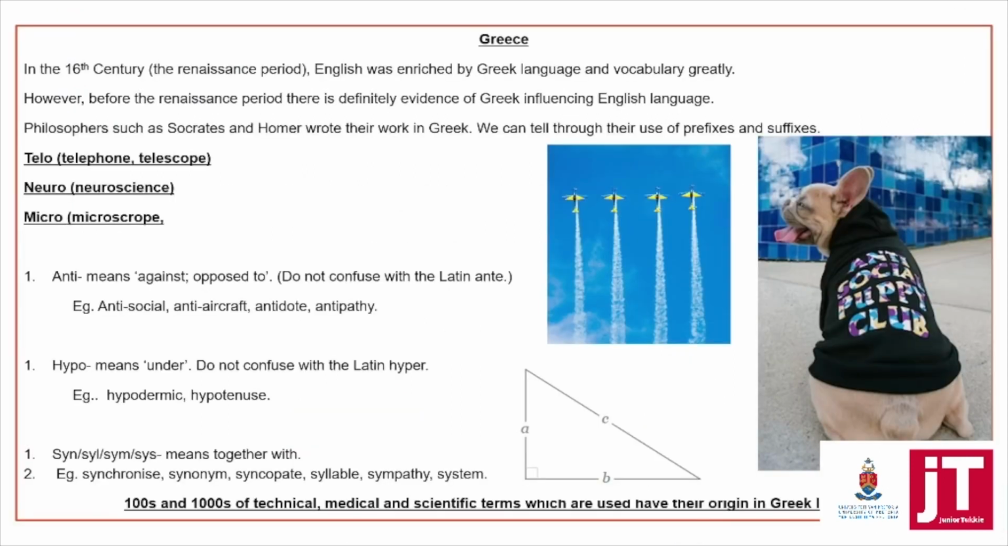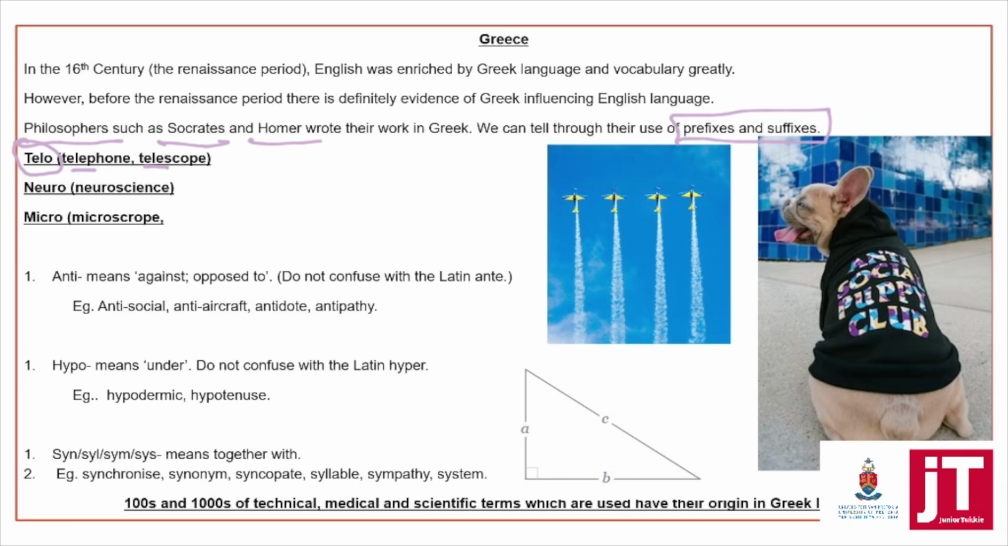Before we dive into some longer lists, we are just going to quickly pay tribute to the Greek language and specifically its influence on prefixes and suffixes. So there is evidence of philosophers, which means people who ponder about life and death itself. Some famous ones are called Socrates and Homer, and they actually wrote their work in Greek. Okay, and a lot of it is adopted today. So the prefix tele, okay, has been taken over by modern English today.